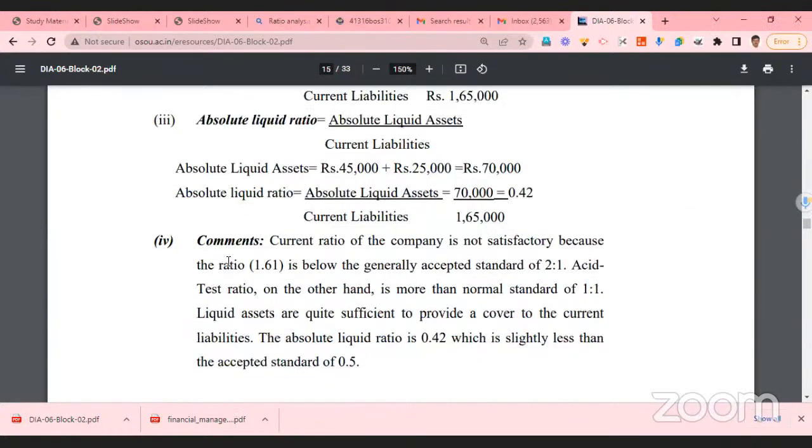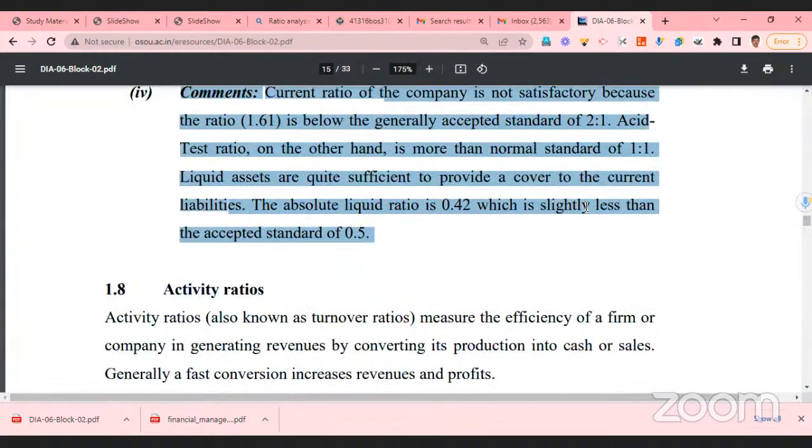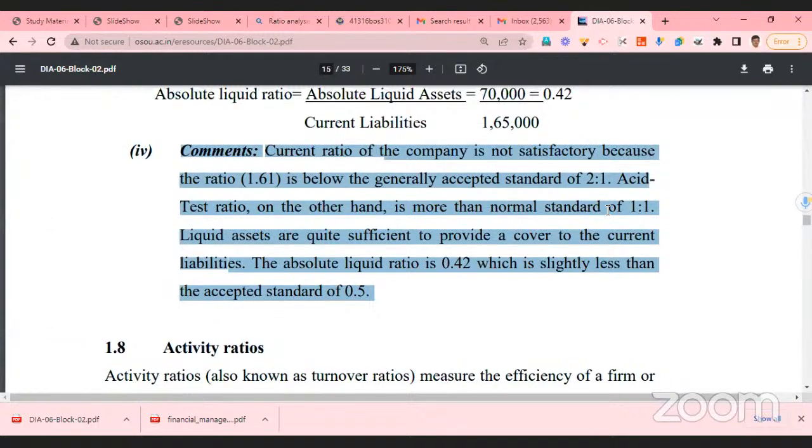Can anyone read the paragraph, please? Please read the paragraph, ma'am.